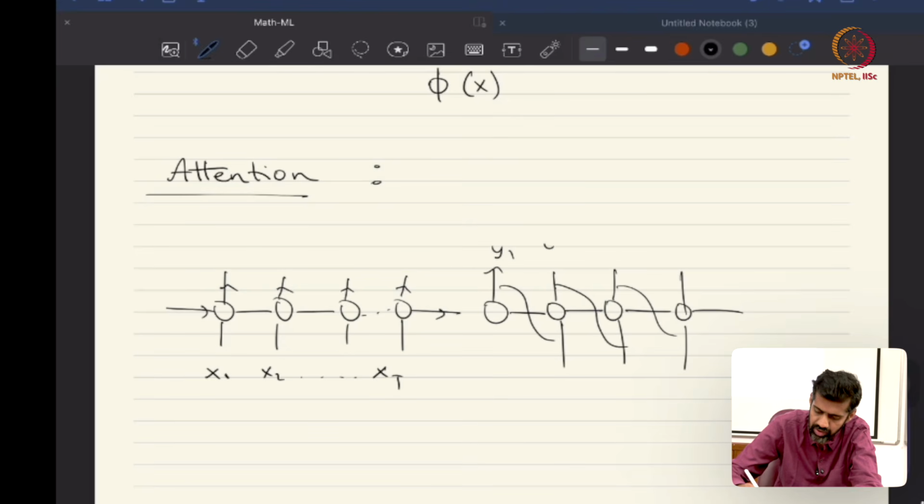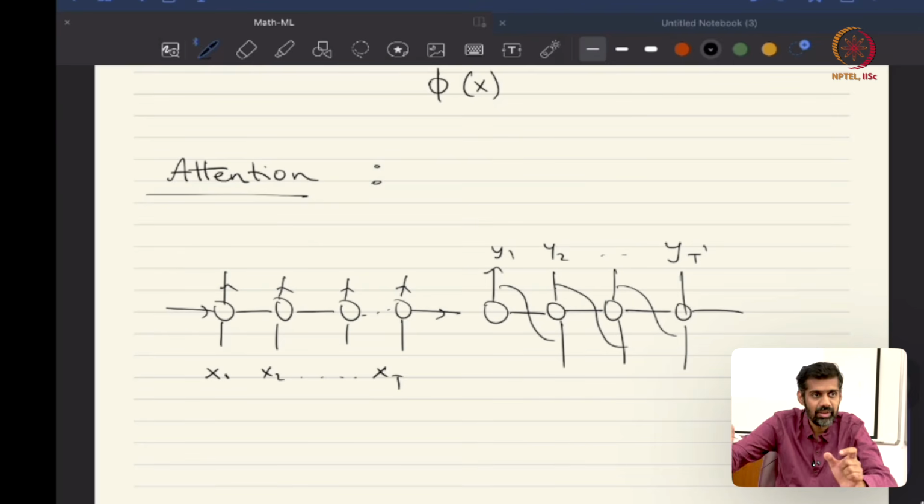This was y1, y2 up to yt dash. Note that t and t dash are different, meaning the length of the input and the output sequence need not be the same. And because we are doing parameter sharing across time, this is not an issue at all. We can easily do that.